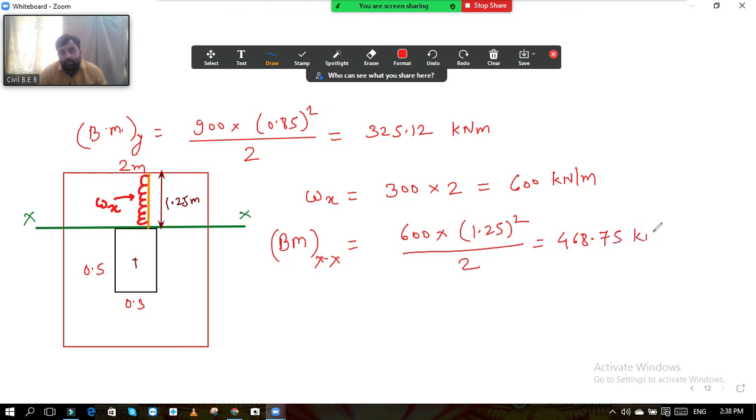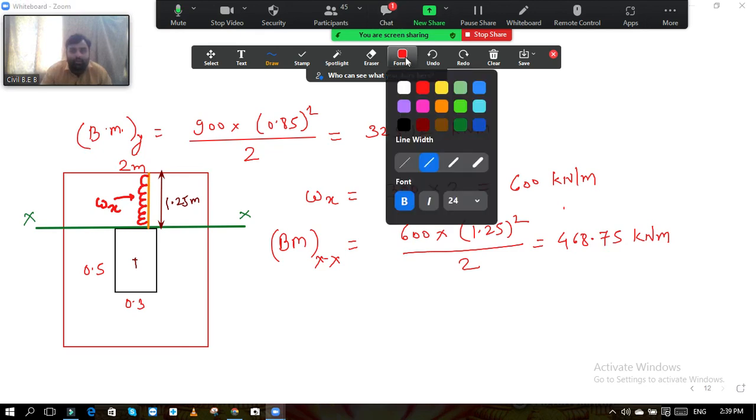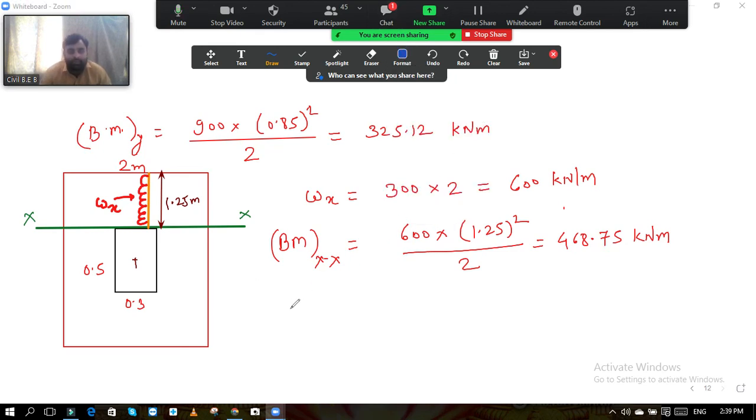(468.75 kilonewton meter). Please check the answers. Okay, 468.75. So now which is the maximum bending moment? 478.79. Now take the check for depth. Next step is check for depth.